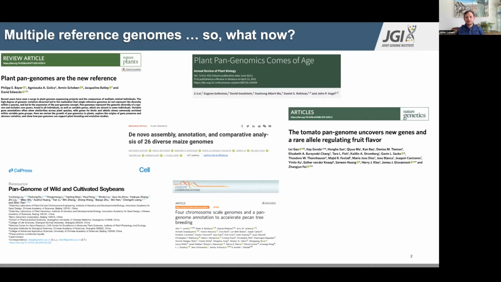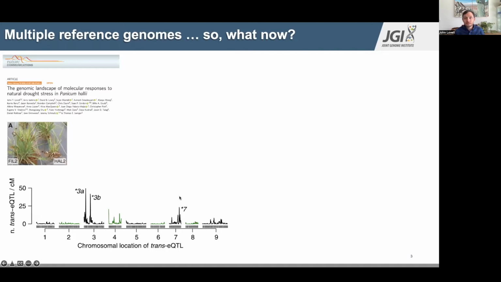While this is exciting and obviously represents a significant improvement in our understanding of the genetic diversity of species at the genome-wide scale, it has proven to be a challenge to integrate the multiple reference genomes into existing population and quantitative genetics designs. So a toy example of this comes from our work that started about 8 years ago in Panicum hallii. Panicum hallii is an extremely drought-tolerant relative of switchgrass and lives in the American desert Southwest.